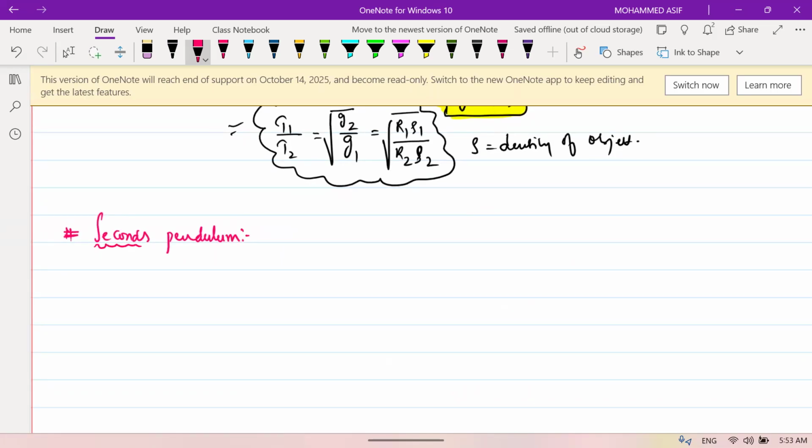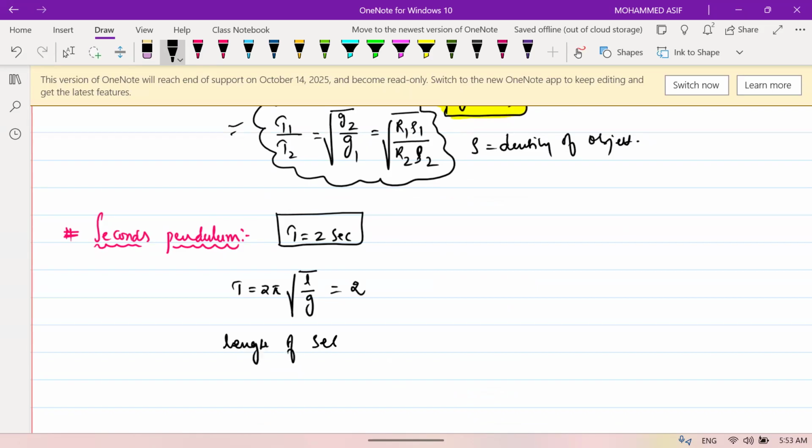What is a seconds pendulum? A pendulum whose time period is equal to 2 seconds. A simple pendulum whose time period is equal to 2 seconds is called a seconds pendulum. So the time period will be T is equal to 2 pi under root of L divided by G. Now the T value is how much for me? 2. So what is the length of the seconds pendulum?